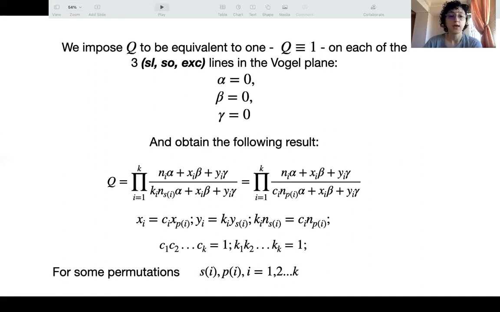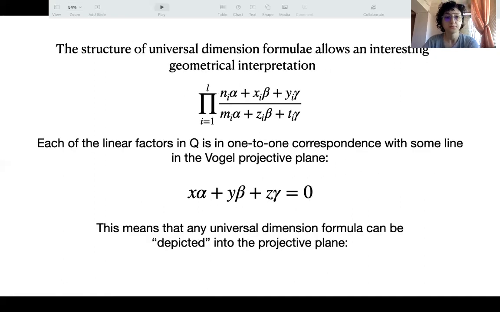We come up that Q must be of this form, and the unknown parameters must satisfy the following sets of equations for some permutations Si and Pi. I would like to note that the permutations must be chosen before solving these equations, and later I will speak about it in more detail.